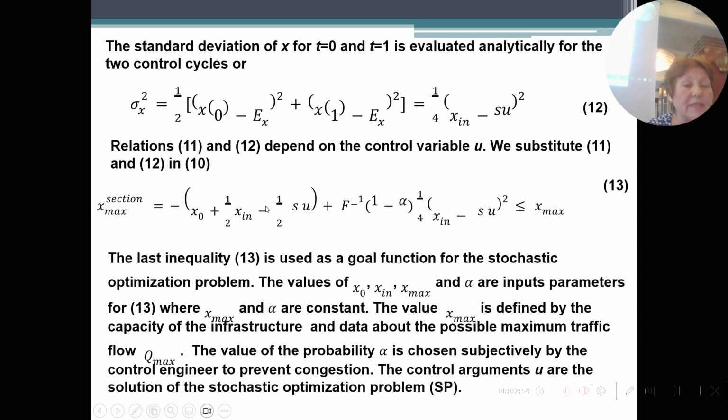inequality, which represents the goal function of our model, and it reflects the stochastic behavior of the traffic, where the values of initial number of vehicles, incoming vehicles, and maximum value are parameters in our model. X maximum and alpha are constants. And the value of alpha is chosen subjectively by the control engineer to prevent congestion. This stochastic optimization problem is called SP.